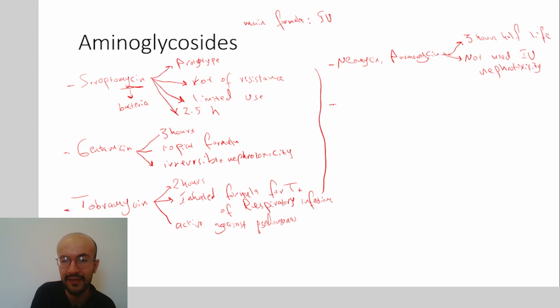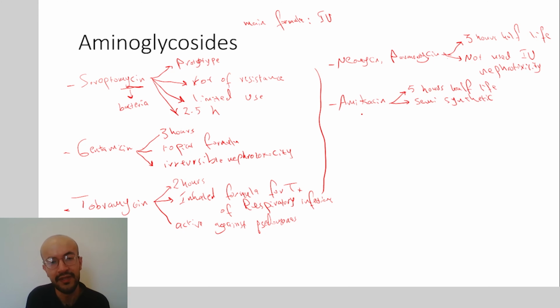And finally, we have amikacin. Amikacin has a 5 hours half-life, and it is a semi-synthetic agent. It is used when there is resistance to the other aminoglycosides, because this drug is relatively new and there is not a lot of resistance against it, so it is used in case of resistance.